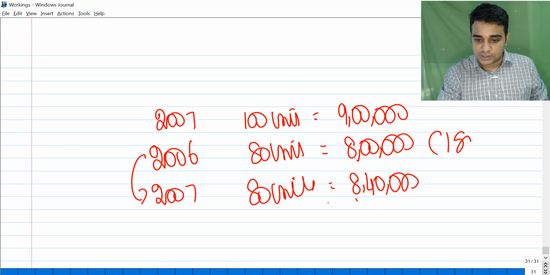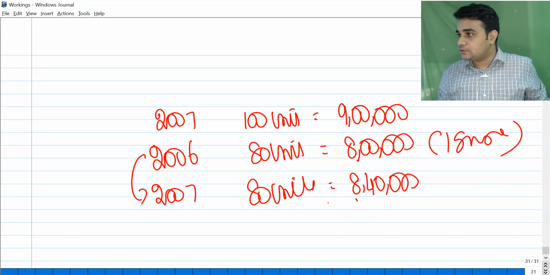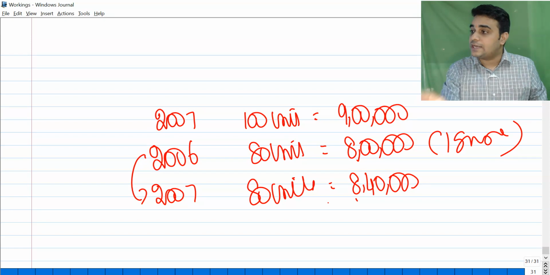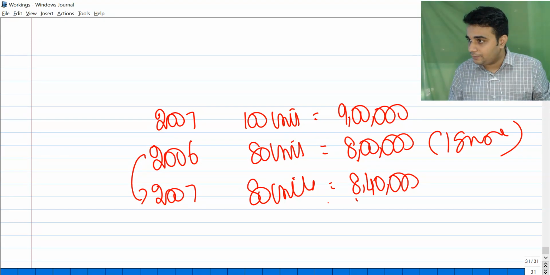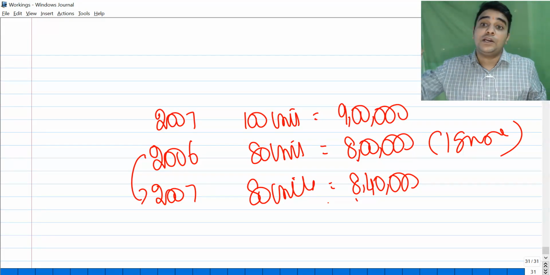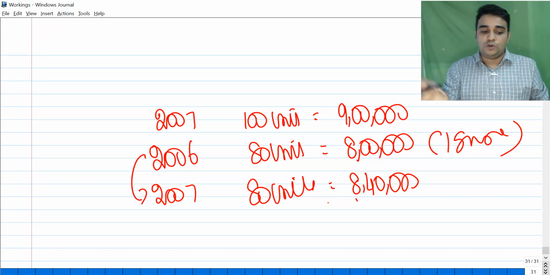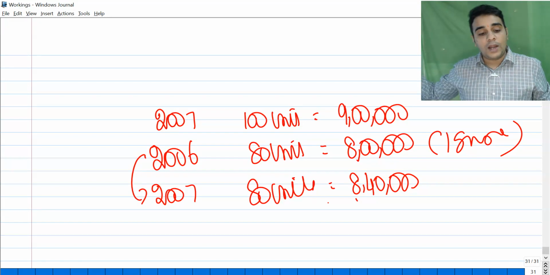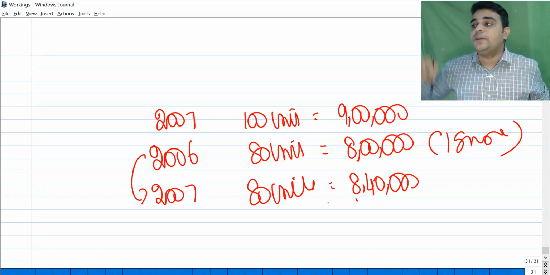Ignore this, because this is not useful for me. It does not have inflation. The other two have inflation. You can compare only items which include the inflation aspect. So 2006 did not have inflation. What I can do is remove inflation from 2007 if I want.